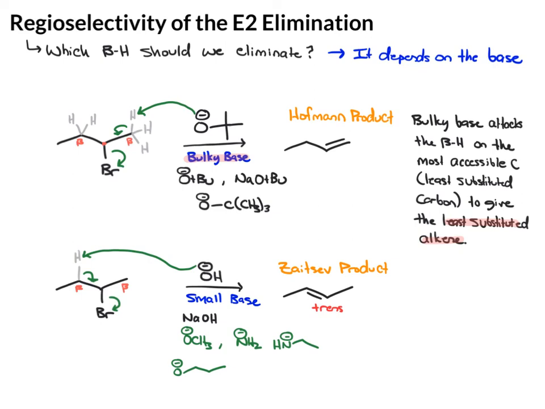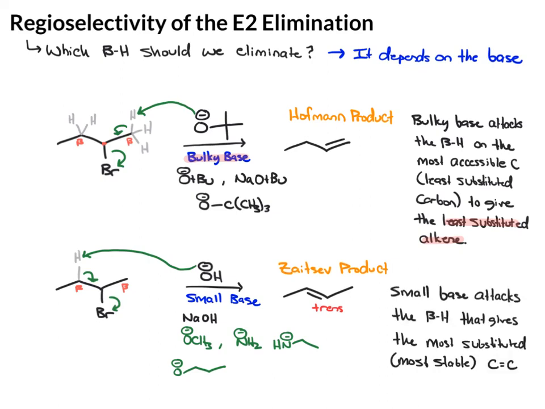So the small base attacks the beta hydrogen that gives the most substituted, most stable carbon-carbon double bond. So the thing to remember here is, in the case of a small base, you want the most substituted alkene product.